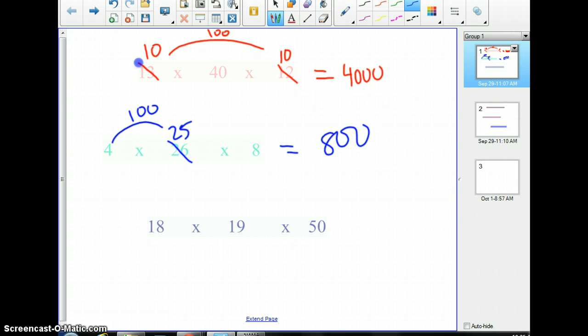Dathan, what'd you do? I changed the 18 and 19. I changed them both to 20. Then I took 20 times 20, and I got 400. And then I took 4 times 5 and got 20, and then I added the 3 zeros and made 20,000.